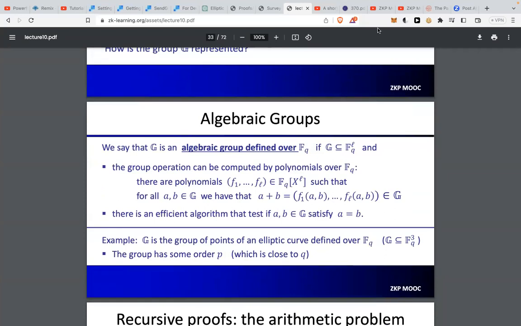Yeah, so this was the statement. Okay, I think the group addition of some elements inside this group is just the tuple form of these polynomials. So we evaluate the polynomials at a and b, and that gives us the addition of these two elements in the group.